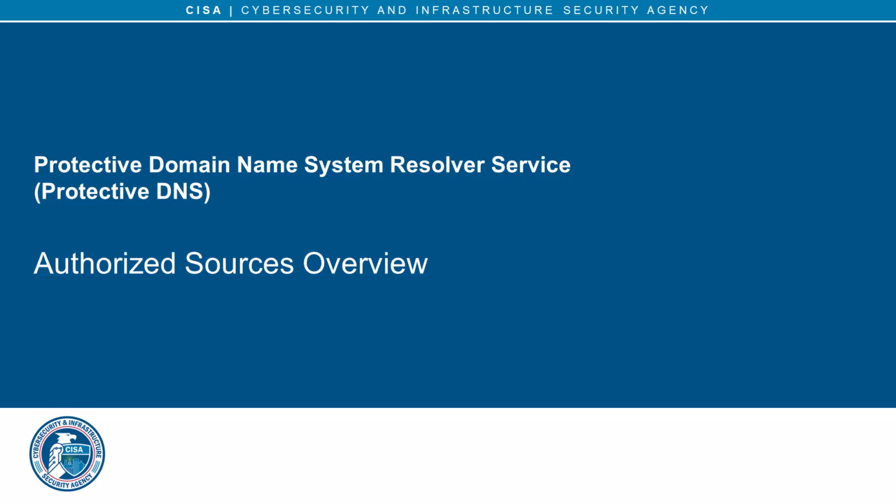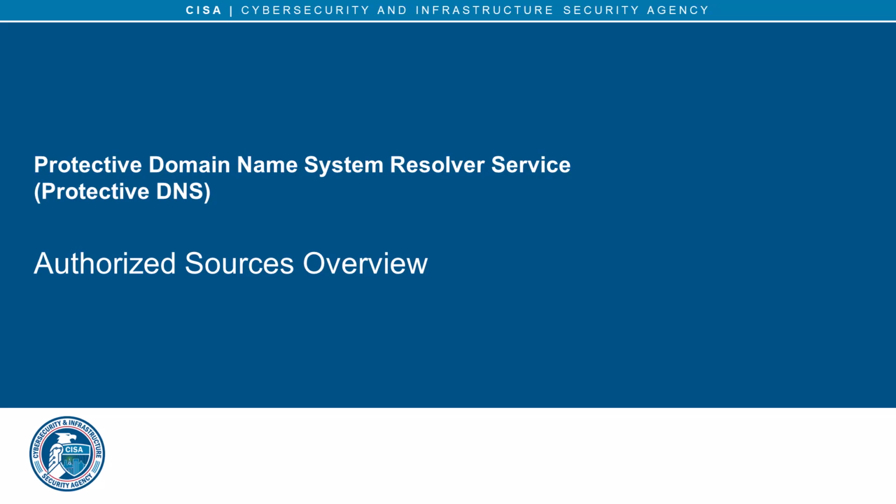One major requirement to begin routing traffic to Protective DNS and receiving the protection from the service is authorizing sources to the web application. By adding authorized sources, an organization can open their Protective DNS resolver instance for traffic originating from their own internal or caching resolvers.